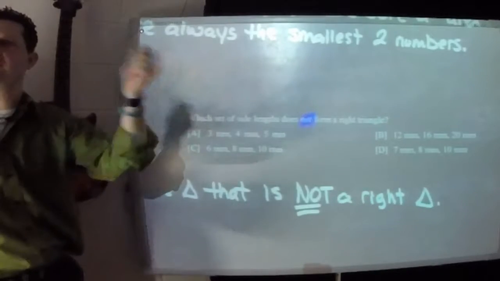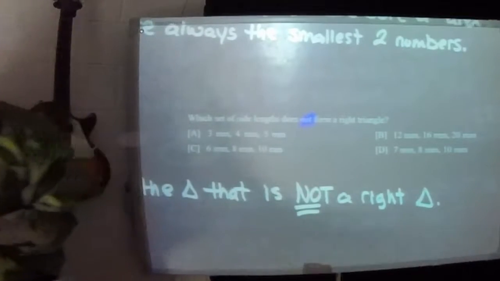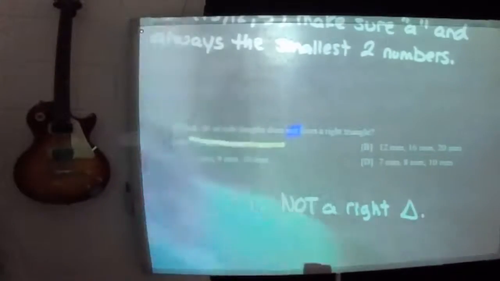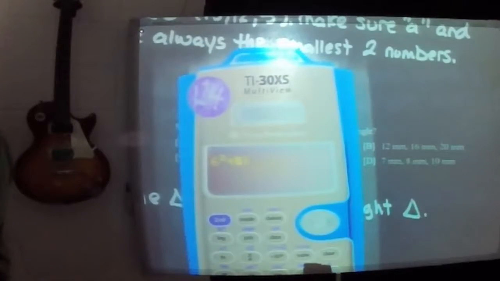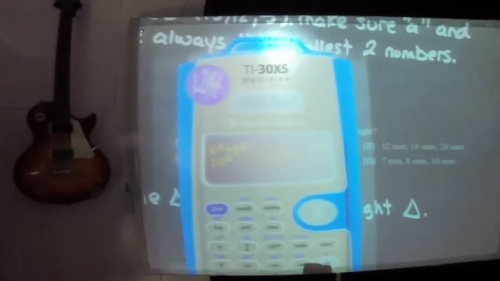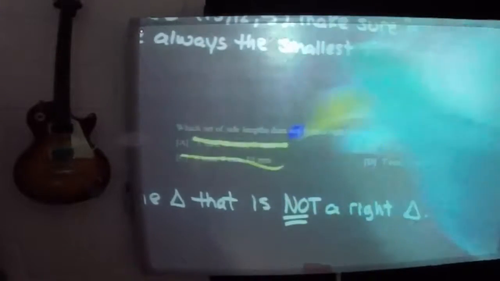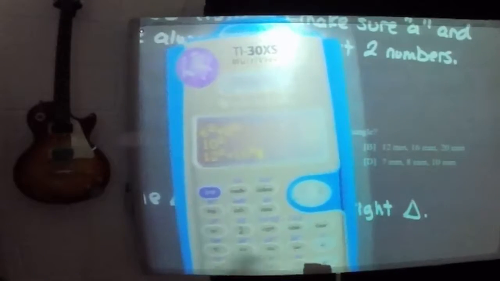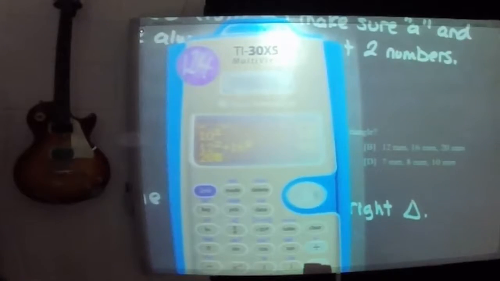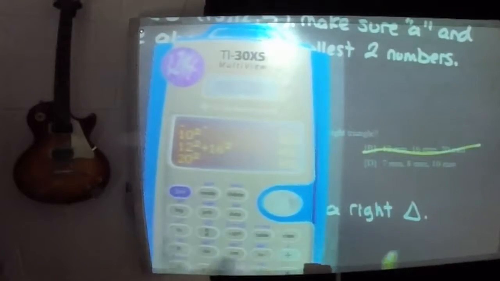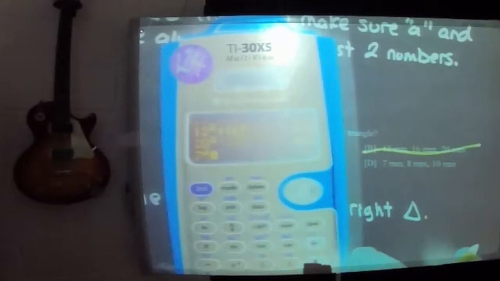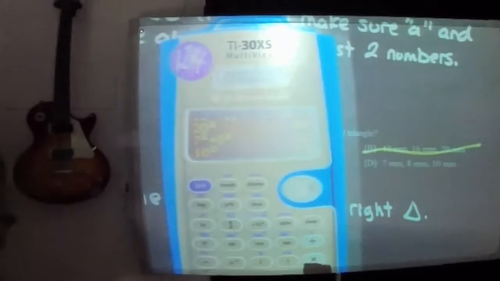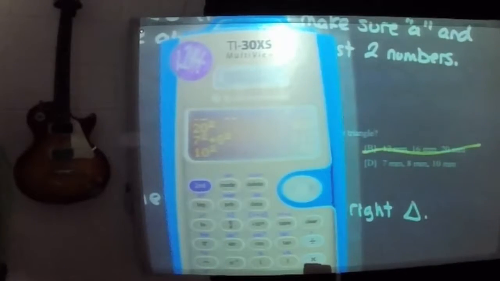Okay, 345 is one that you should see. 345 is always right. So we're looking for a non-right. 6, 8, 10. If I want to check, I'm going to go 6 squared plus 8 squared. Does that equal 10 squared? Yes. So that one's good. 12, 16, 20. So 12 squared plus 16 squared. Does it equal 20 squared? Yes. So this last one better be a no. So 7 squared plus 8 squared. Does that equal the same as 10 squared? No. So that is the one that's not right.